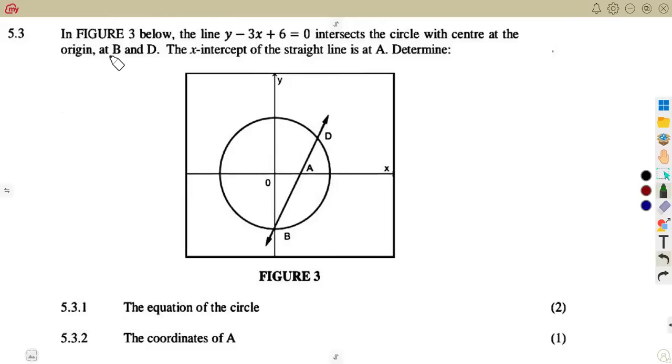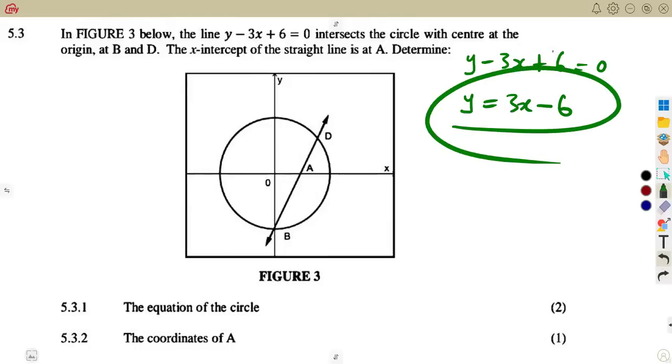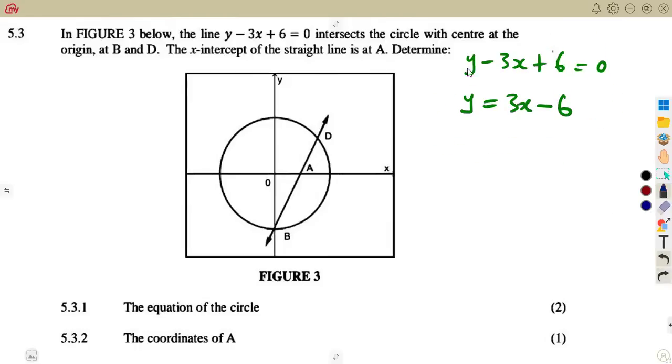All right. In Fig 3 below, we're given the line. This is the line that we are given. Definitely, guys, we are given y minus 3x plus 6 is equal to 0. Remember, a straight line can also be written in the form of y is equal to mx plus c. The minus 3x to the other side will be positive. The 6 will be a negative. You can even play around and do this, guys, just to know that you understand what you're doing.